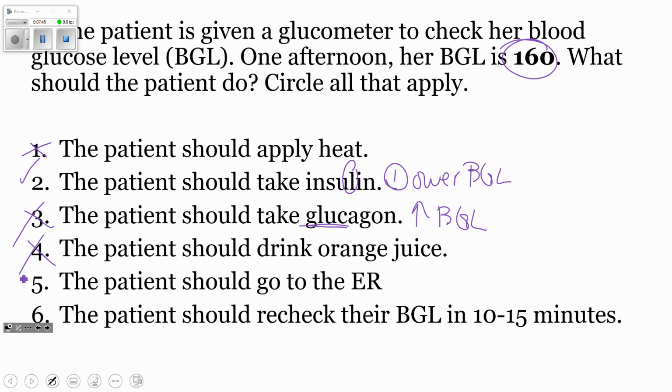The patient should go to the ER. 160, while elevated, is not really going to be causing you to have to go to the emergency room. You can most likely regulate that on your own by taking your insulin. Last one says the patient should recheck their blood glucose level in 10 minutes. That is a good idea because after you take your insulin, you want to make sure that your blood glucose level actually does go down back within normal limits.